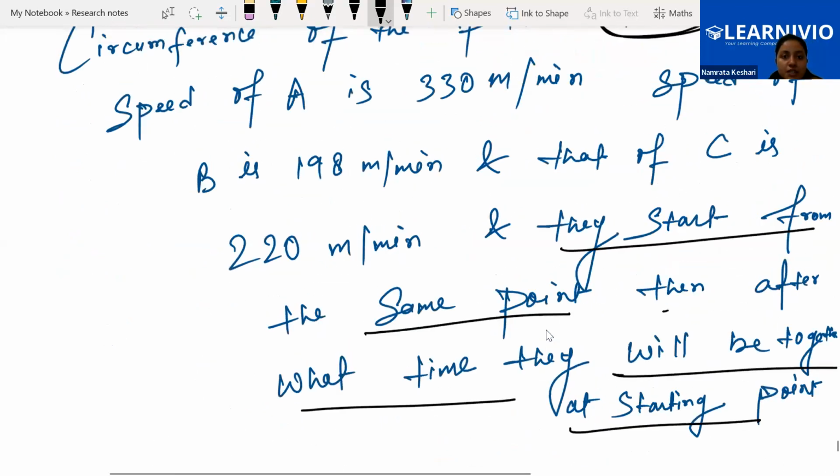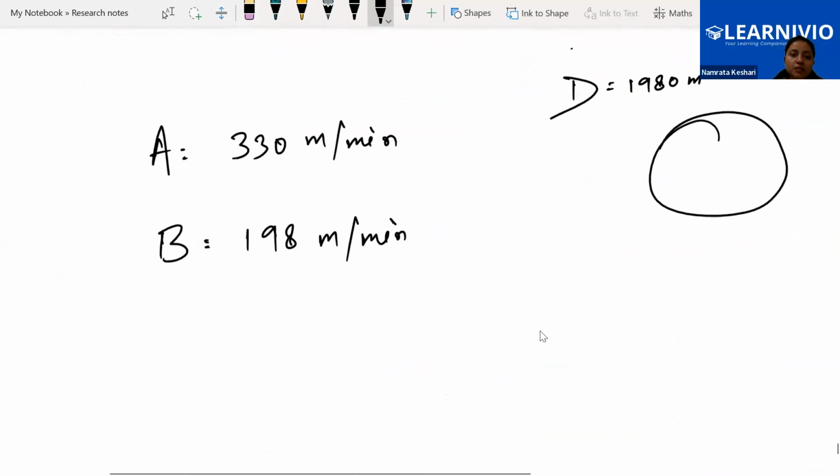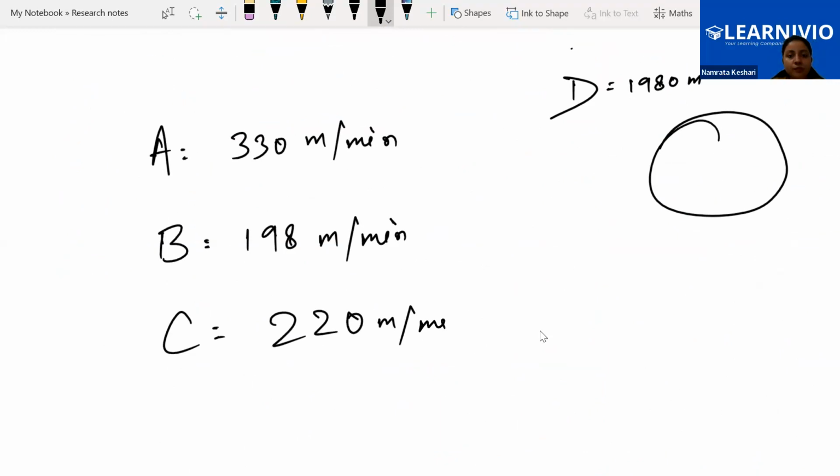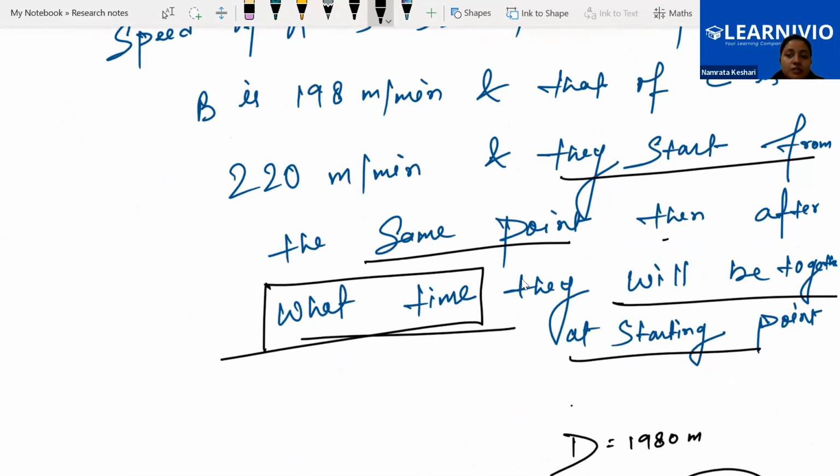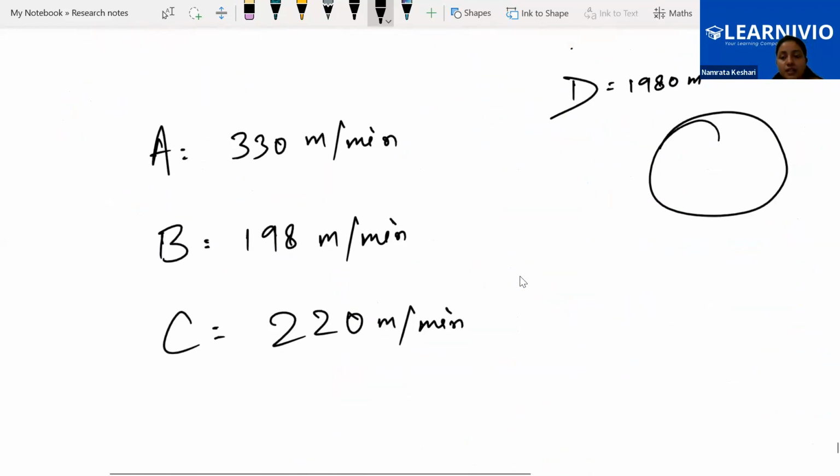And the speed of C is 220 meter per minute. Okay. Speeds are given over here. Then we have to find the time. At what time? Can you see what time? There is a relation between speed and distance. That is, speed is equals to distance by time.